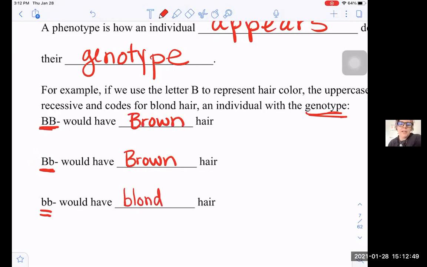To be perfectly honest, hair color actually is controlled by more than one gene. That's why we have all different colors of hair, not just brown or blonde. So this is just a simplified example. Don't get too caught up in that.